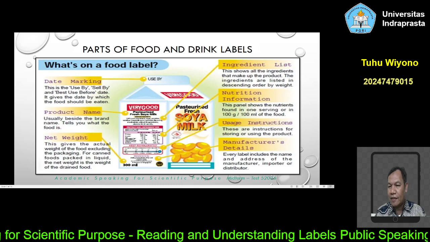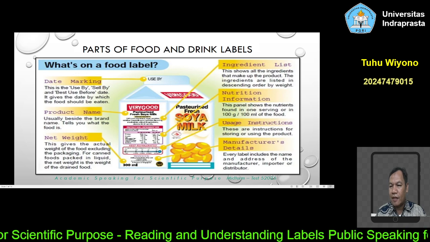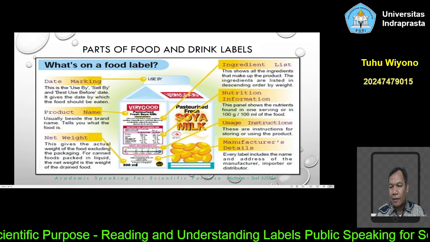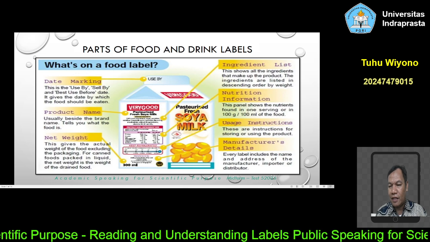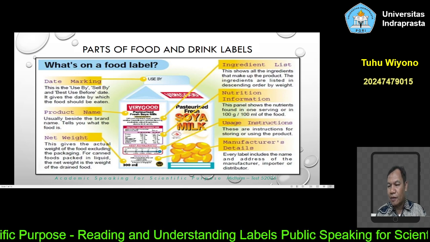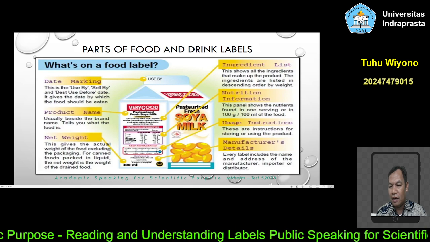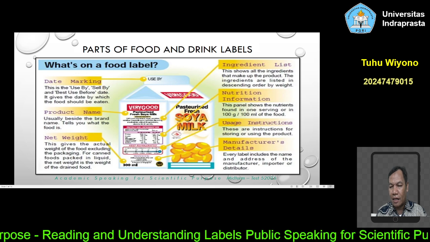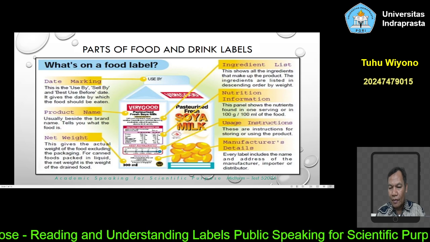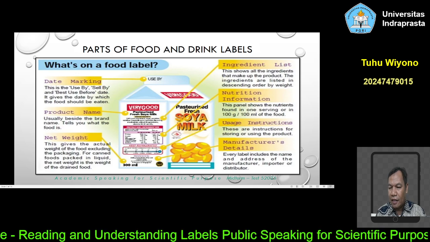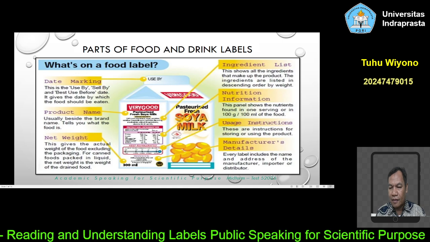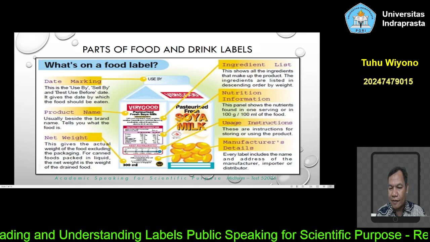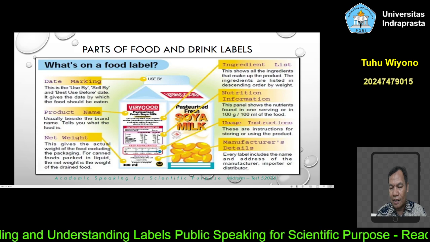Then, ingredient list. They show all the ingredients that make up the product. And then, nutrition information. This panel shows the nutrients found in one serving or in 100 gram or 100 milliliter of the food. Next, usage instruction. These are instructions for storing or using the product. And the last is manufacturer details.